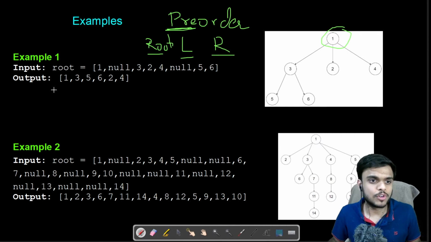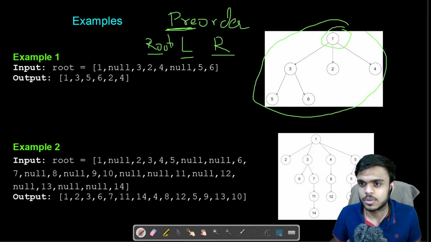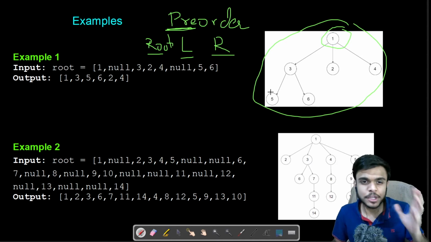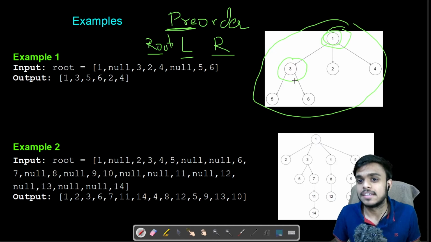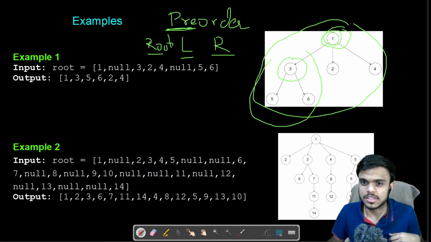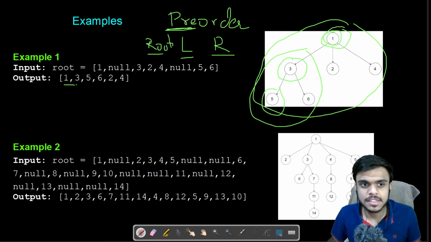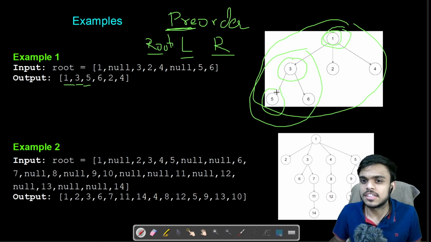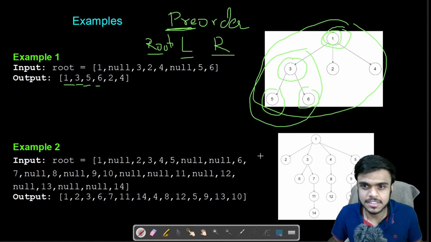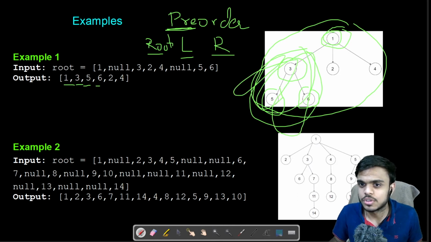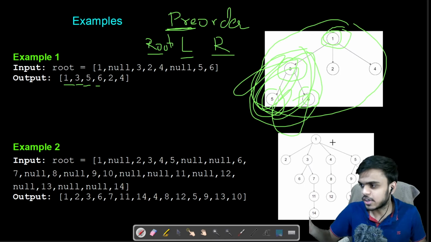So the given tree is this, the first example. We have root node 1, and so the preorder traversal of this would be: first we have the root, so 1 should be printed first, then we go to the left, so we have 3, and this is exactly the root of this particular subtree. So for this we go again to the left, then we have 5, so we have 1, then 3, then 5, and after this we do not have any left subtree, so we go to the right, so we have 6, so we take 6, and this part is completed, right? So this is the completed part. Now we need to go to the next child of it.